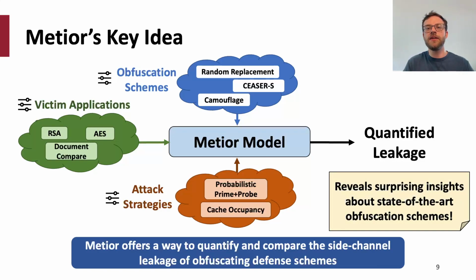Using Metior, we study the effectiveness of varying attack strategies on randomized caches, such as skewed CEASER. We demonstrate that under certain configurations, probabilistic prime and probe attacks may primarily exploit cache occupancy effects, rather than leaking information through targeted set collisions.